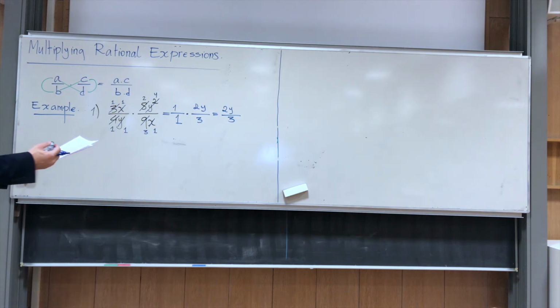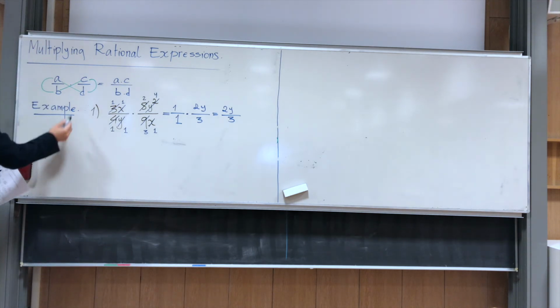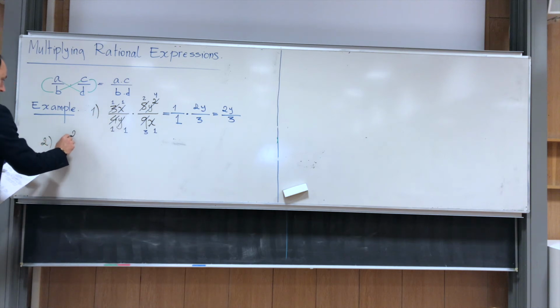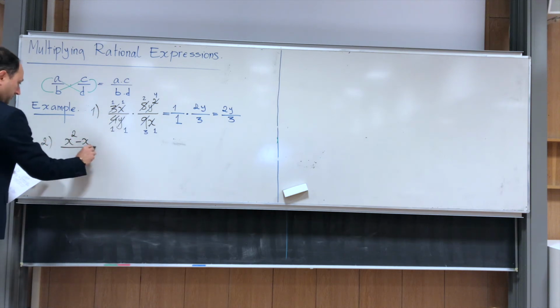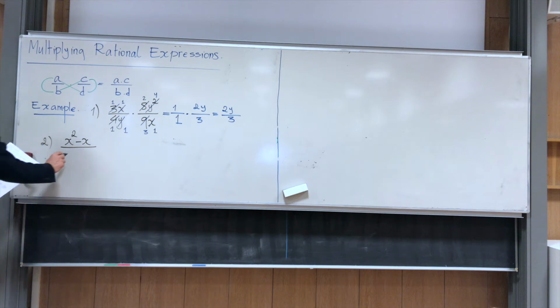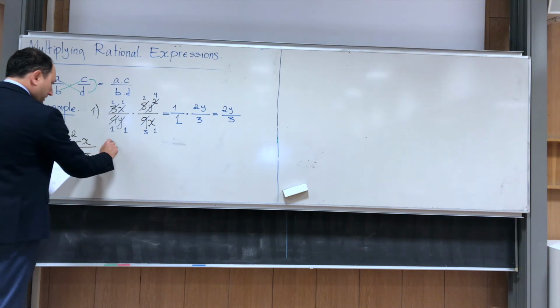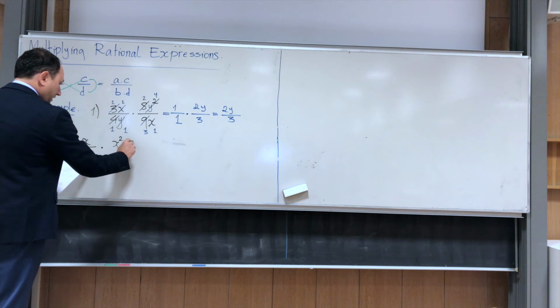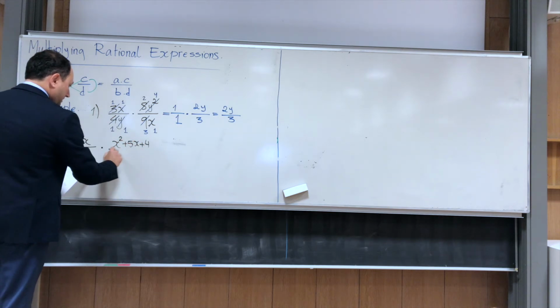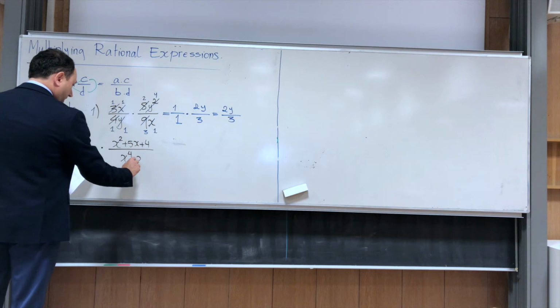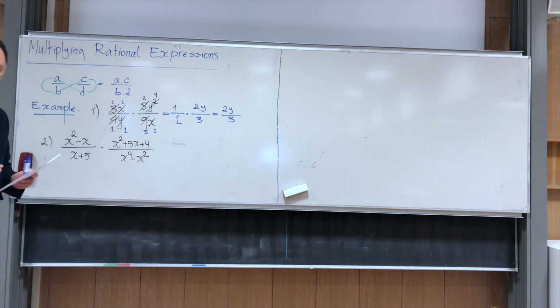Okay, let me go to another example. Let us increase the level. I think this is not something hard for you. So let us deal with more interesting problems. X squared minus x divided by x plus 5, multiplied by x squared plus 5x plus 4 divided by x to the 4 minus x to the 2. Okay, I want to simplify this product.